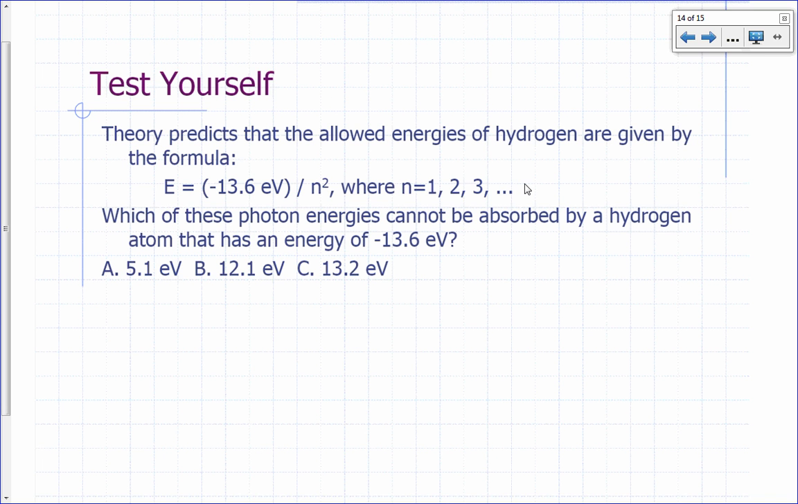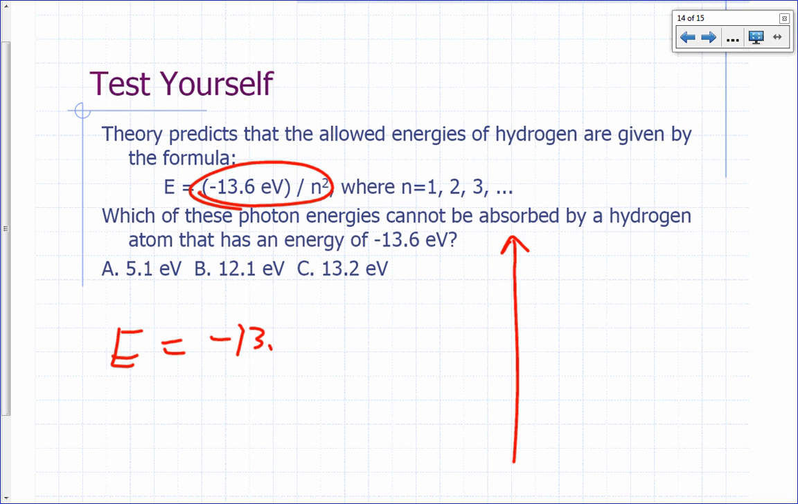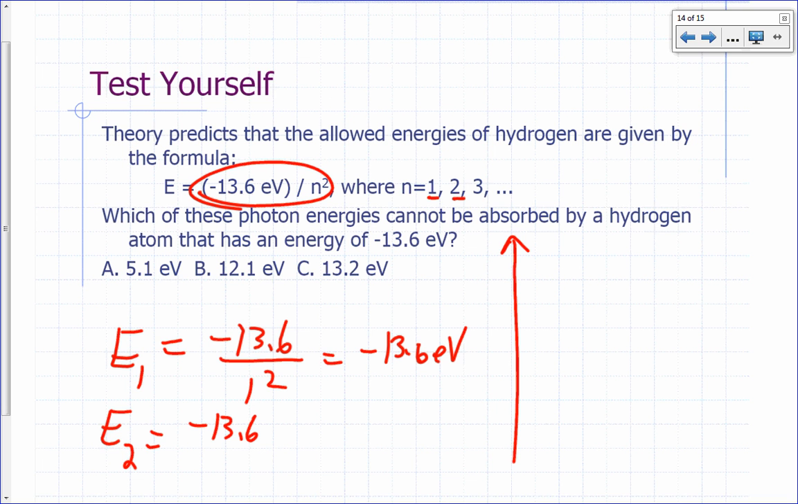Your allowed energy levels for the hydrogen atom are given by this formula. So what's the lowest energy? For n equals 1, negative 13.6 over 1 squared, so negative 13.6 electron volts. That's the lowest energy. What's the second lowest energy? n equals 2, so negative 13.6 electron volts over 2 squared. What would that be? Negative 13.6 over 4, right?